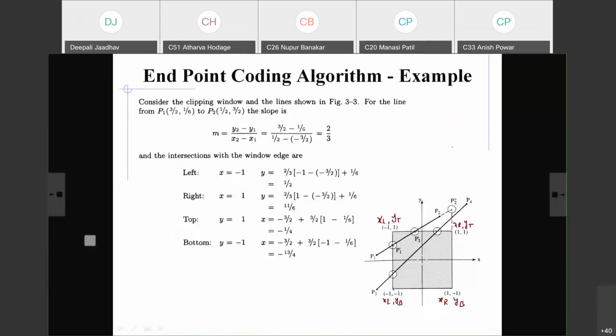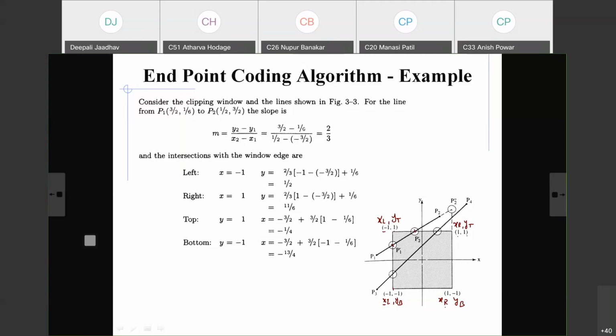Now the example is here. We consider the window and the lines shown in the figure. For the line from P1 to P2, first we are going to find the intersection points. The standard window is of size 1 by 1. So here XL is equal to minus 1, YB is equal to minus 1, YT is equal to 1, XR is equal to 1. Using this window or this diagram, we are going to find the line P1 and P2.